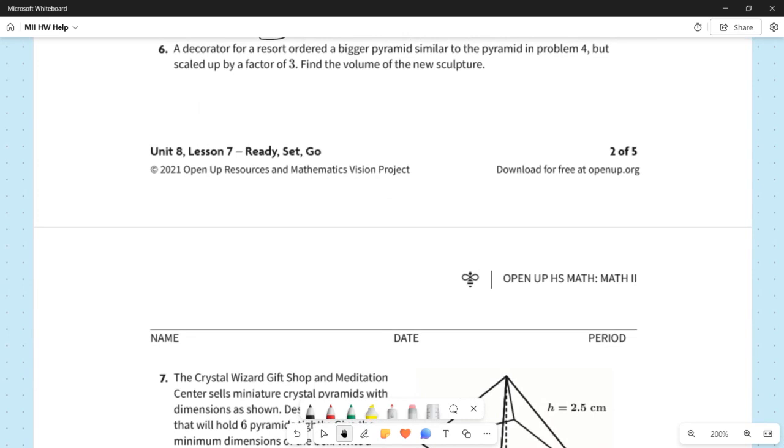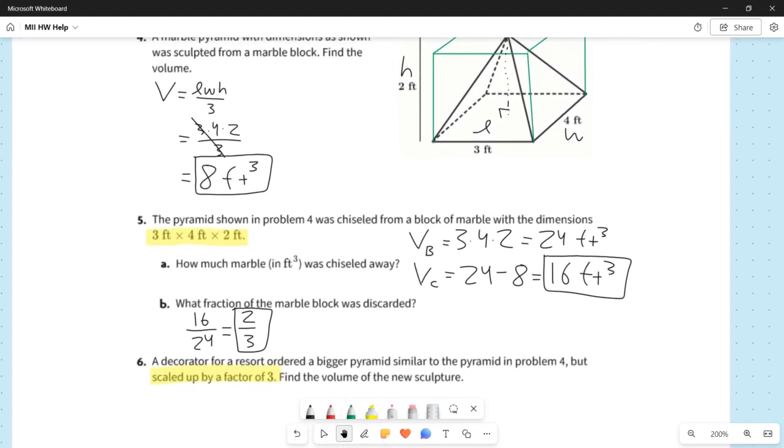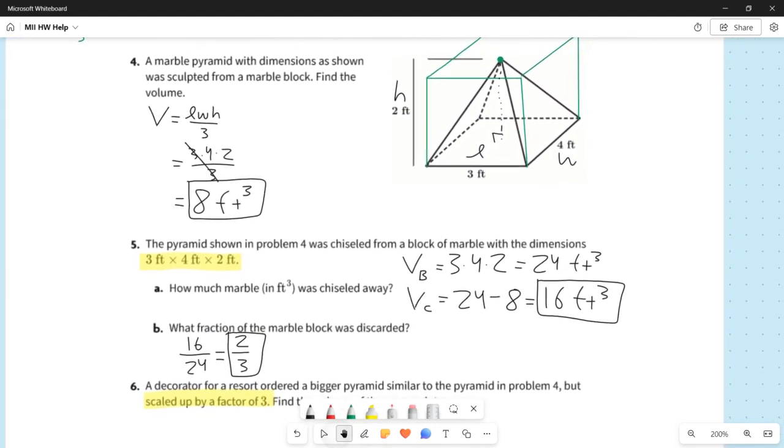Question 6. A decorator for a resort ordered a bigger pyramid similar to the pyramid in problem 4, but scaled up by a factor of 3. So we have a scale factor of 3 in this case, so every dimension is going to be multiplied by 3. Find the volume of the new sculpture. Well, there are 2 ways of doing this problem, and I'll do both just so you can see.